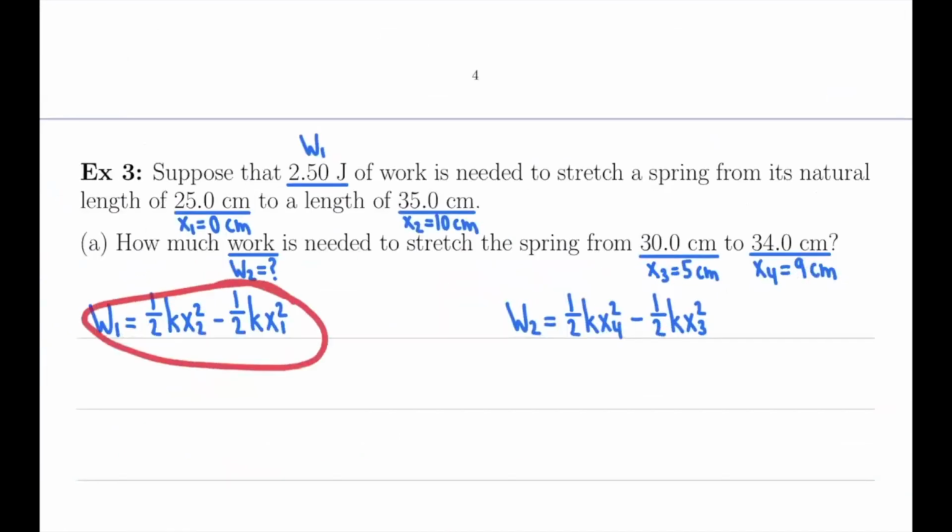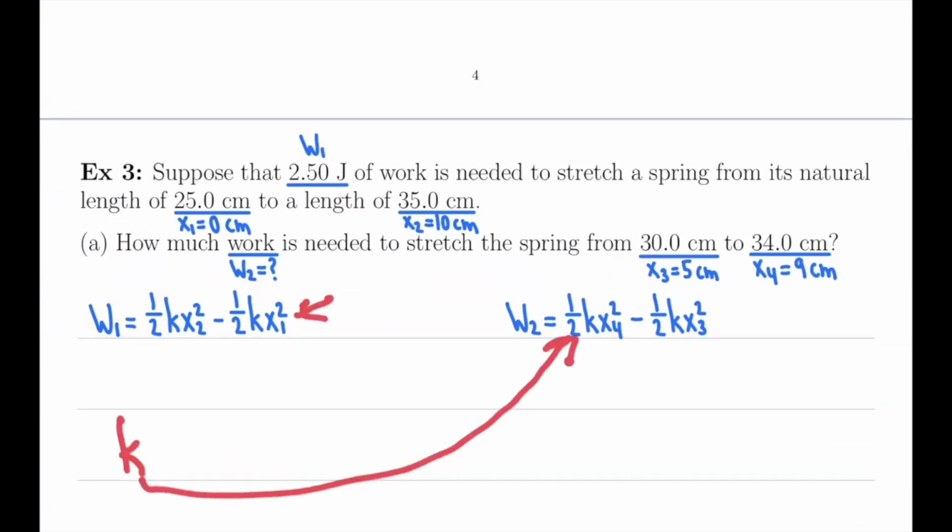So in this equation, we know everything but k. So we only have one unknown. So we can find k. And then we can plug in k here, and we know x4, x3, and we can find W2.